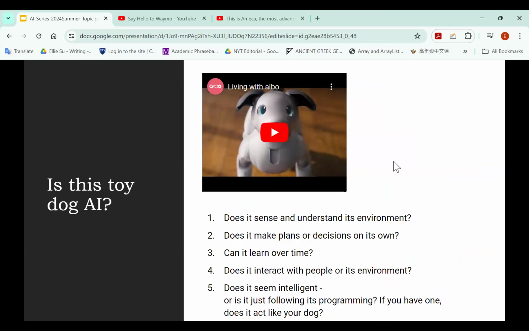So now, with those 4 points in mind, let's discuss if this dog is AI or not. So the first question is, does it sense and understand its environment?